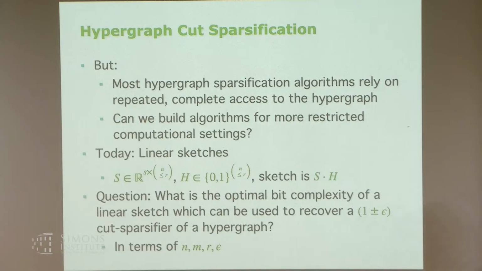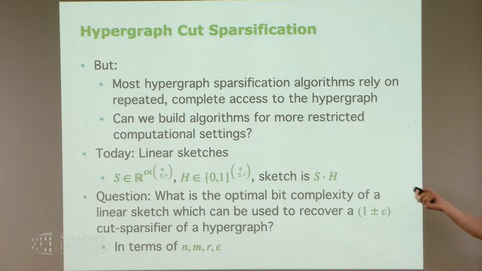So today, the goal will hopefully be to understand the possibility of constructing these hypergraph cut sparsifiers in more restricted computational settings. In particular, the focus today will be the linear sketching setting. The reason is that it leads to very canonical algorithms in both dynamic streaming and the massively parallel computation model. For those of you who are unfamiliar, the definition of a linear sketch is just that we have some kind of measurement matrix, which we apply to the hypergraph.